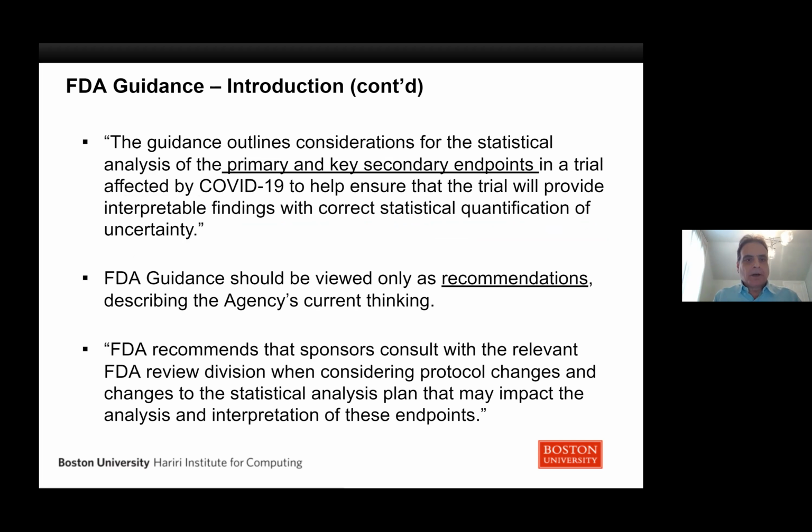Okay. So there's an introduction. Anything that I have in quotes is really a direct quote from the guidance. The guidance outlines considerations for statistical analysis of primary and key secondary endpoints. That is the focus of the guidance in a trial affected by COVID-19 to help ensure the trial will provide interpretable findings with correct statistical quantification of uncertainty. As with any FDA guidance, as the guidances say themselves, they should be viewed only as recommendations describing the agency's current thinking.